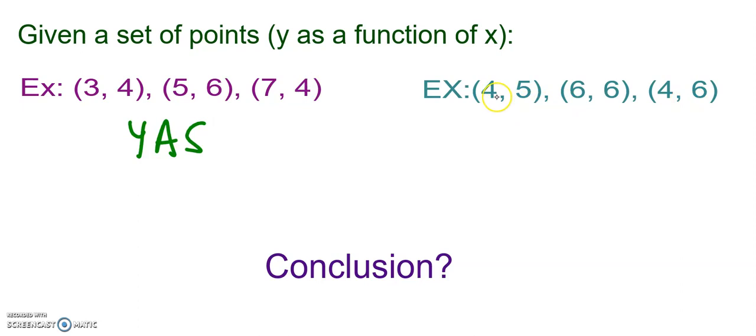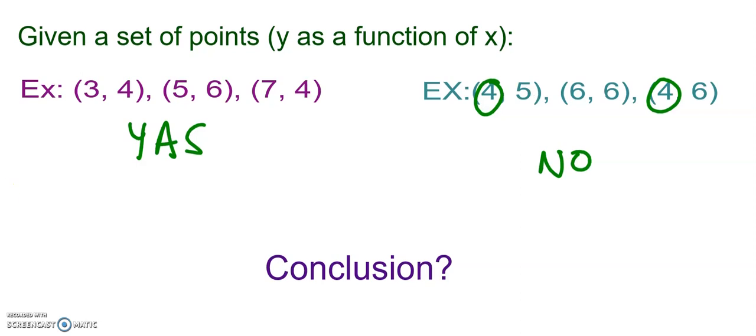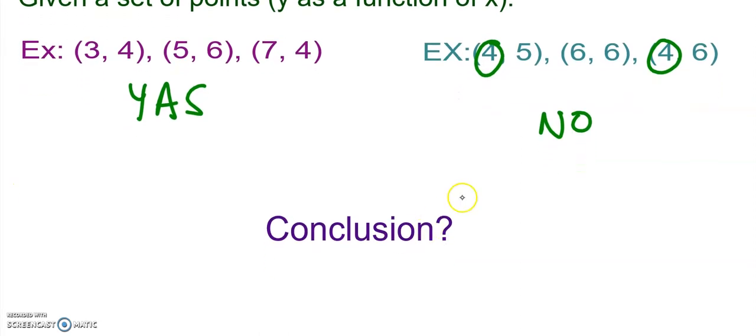Here, I put in a 4, I get out a 5. I put in a 6, I get out a 6. I put in a 4, I get out a 6. Wait, what? I thought I put in a 4 and I got out a 5, but here it says I get a 6. Well, okay, not going to work. That is not y as a function of x. I have more than one y value for one x value. All right, so take a minute here, write a conclusion. How can I tell from points, ordered pairs, if y is a function of x?